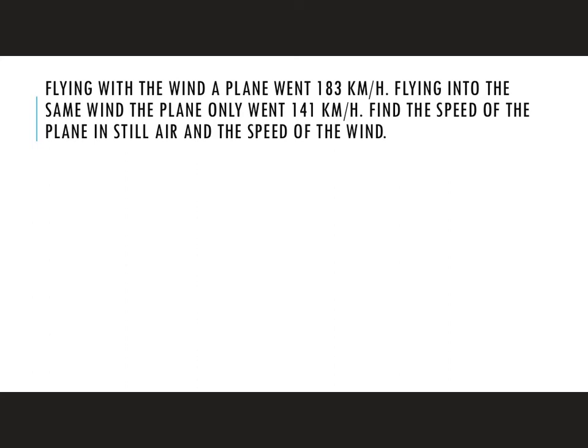Flying with the wind. A plane went 183 kilometers per hour. Flying into the same wind, the plane went 141 kilometers per hour. So I need to find the speed of the plane, that's P, and the speed of the wind, W. This looks like probably we've done before, right? So the plane flying with the wind, P plus W, was 183 kilometers per hour. Flying against the wind, P minus W, is 141.